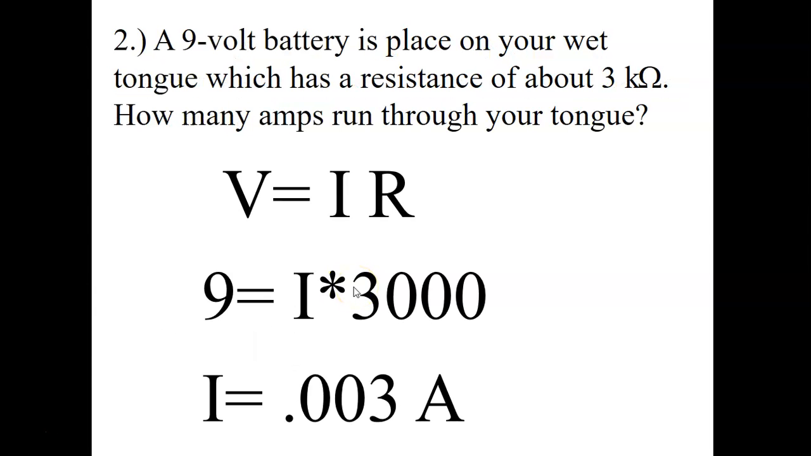A 9-volt battery is placed on your wet tongue. Everyone's done this before to see if a 9-volt battery is still good. Your tongue has a resistance of around 3 kilo ohms. How many amps run through your tongue? This is a simple equation. You plug in 9 for voltage, you're solving for I, and we have to convert 3 kilo ohms into regular ohms. You can't plug it in as kilo ohms. So that's 3,000 ohms. You solve and you get 0.003 amps, which would also be known as 3 milliamps.